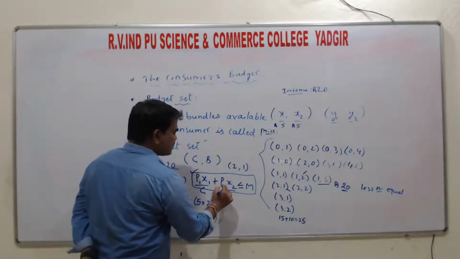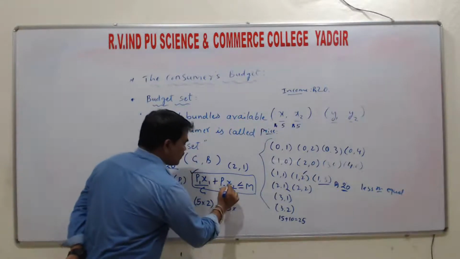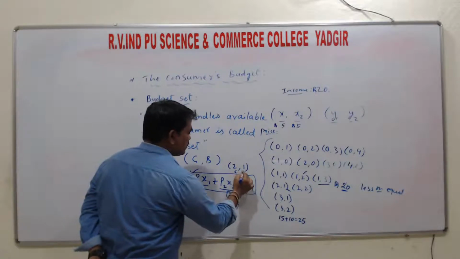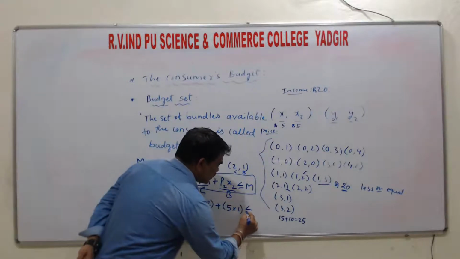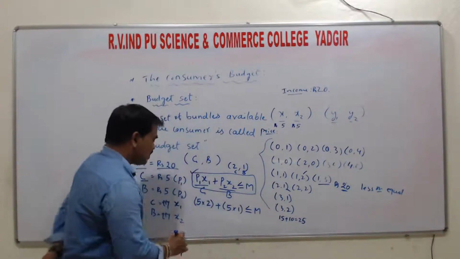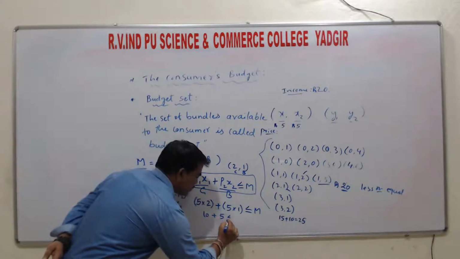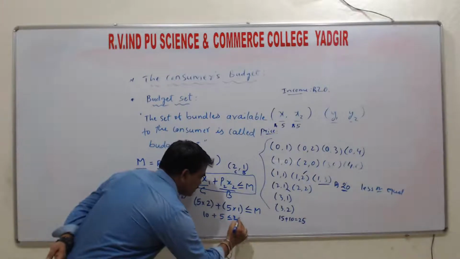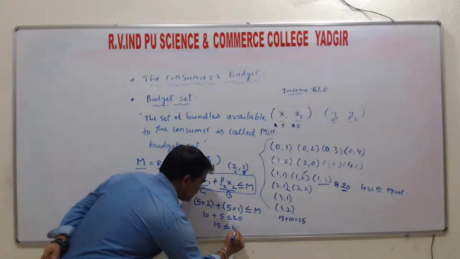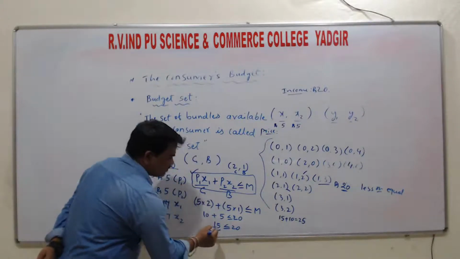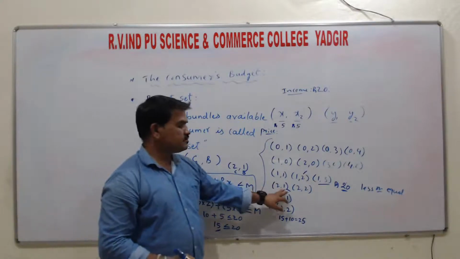Plus the price of biscuit, which again I kept as 5 rupees, into the quantity of biscuit, which is 1. I have taken 1. So it should be less than or equal to his income. Now 5 2s are 10 plus 5 1s are 5, which should be less than his income, that is 20. So 10 plus 5 is 15 and his income is 20, so the bundle's price is 15, which is less than his income. So he can select this bundle.